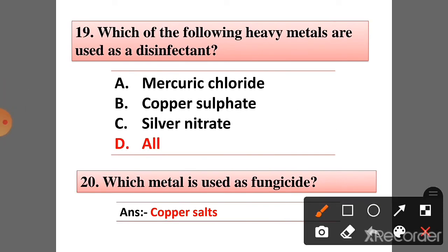Question 19. Which of the following heavy metals are used as a disinfectant? Option D, all. Mercury chloride, copper sulfate and silver nitrate are the heavy metal which used as a disinfectant. Question 20. Which metal is used as a fungicide? Answer, copper salt.